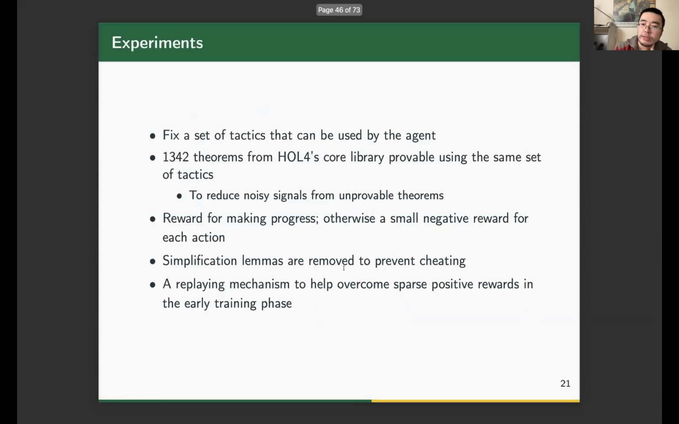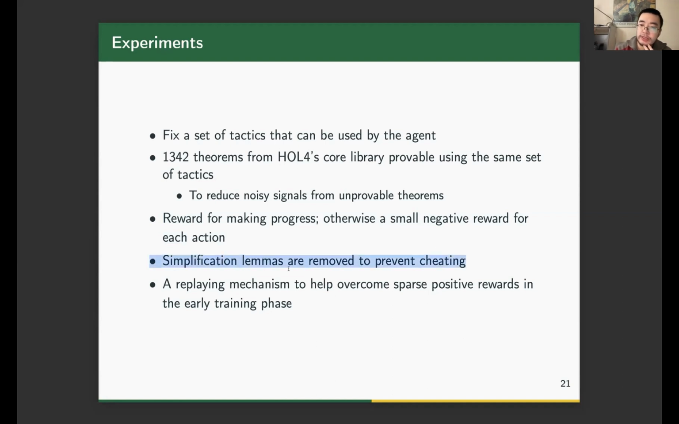Okay, so these are the experiments. We fix a set of tactics that can be used by the agent. We take 1,342 theorems from HOL4's core library, and those theorems are all known to be provable using the same set of tactics. We reward the agent for making little progress. If it applies a tactic that generates new goals, we give it a small reward. Otherwise, we always give a small negative reward for each action, so we prevent it from cheating.